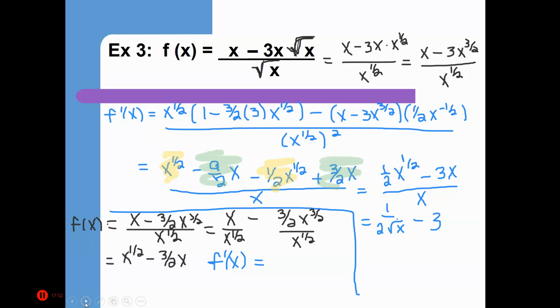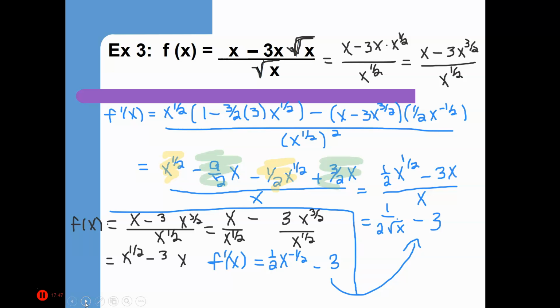So now the derivative is 1/2 x to the negative 1/2 minus, oops, sorry, I added a 2 here that wasn't there. Which is exactly what I got over here, but involved a lot more algebra.